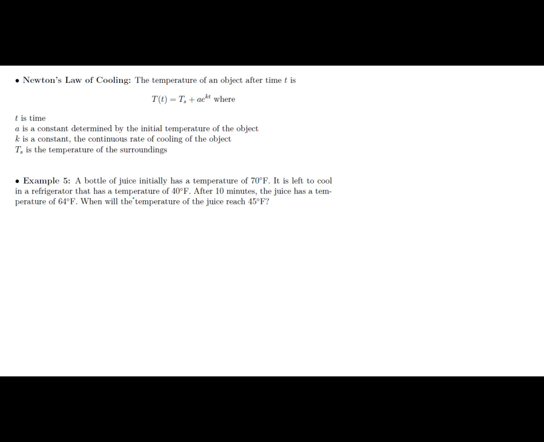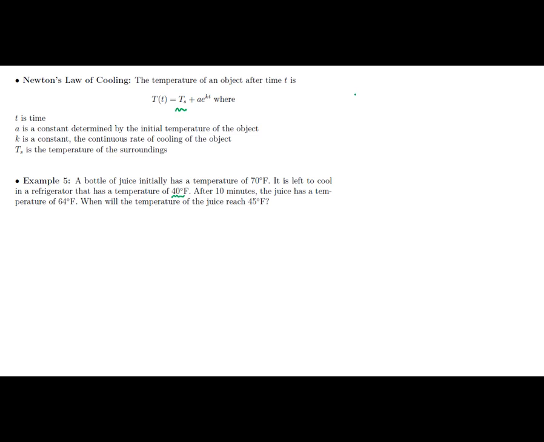All right, so let's kind of work this out here. It says a bottle of juice initially has a temperature of 70 degrees. It is left to cool in a refrigerator that has a temperature of 40 degrees. After 10 minutes, the juice has a temperature of 64 degrees. When will the temperature reach 45 degrees? Okay, so there's kind of a lot here. So first, let's fill in what we definitely know. They told us that Ts is the temperature of the surroundings, and we know that, right? The surroundings is going to be the refrigerator.